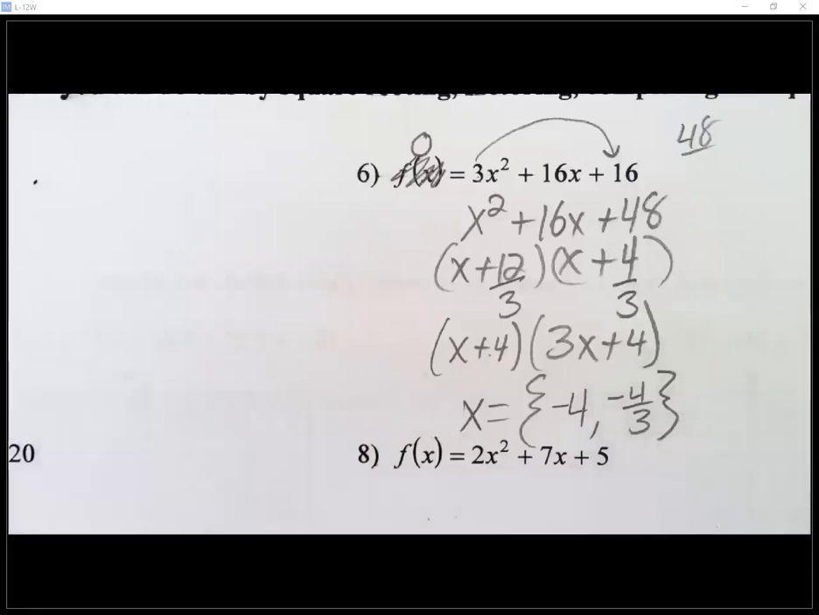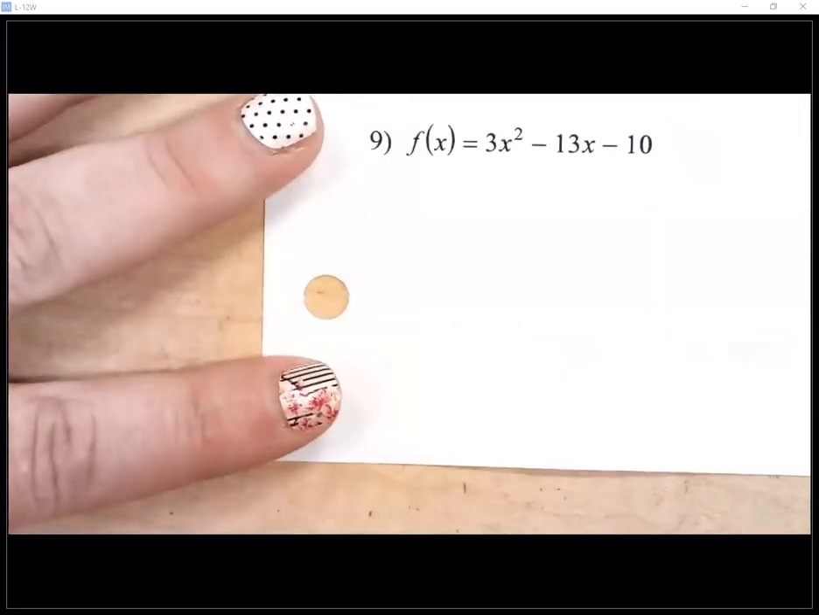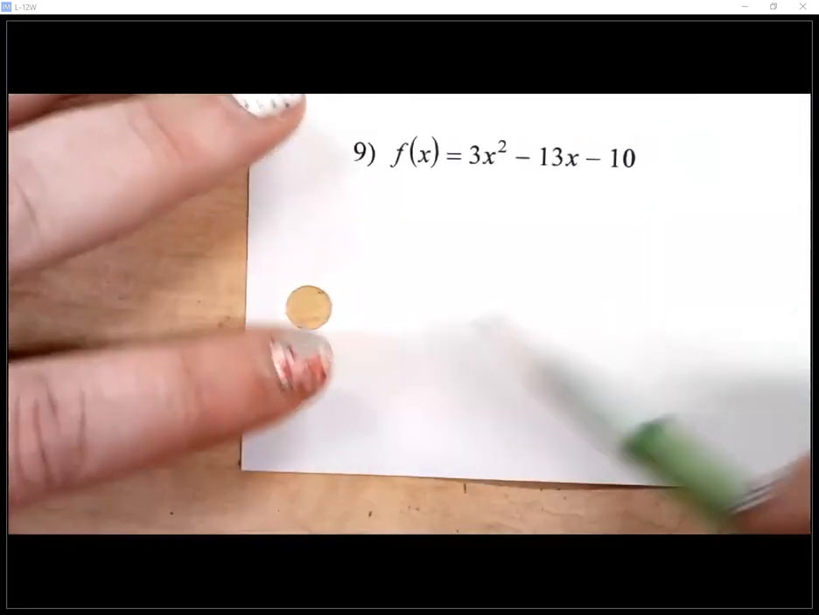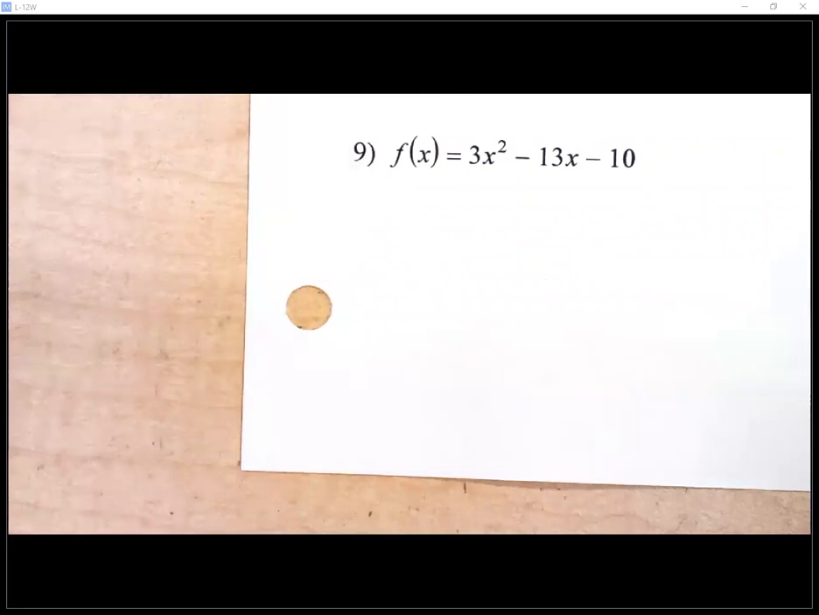Okay. Number 9 then. So this one, just to show a different method, I don't know if this one factors or not, but why don't I do the quadratic formula on this one? So can you write down the quadratic formula from your brain? Do you still know it? Yes. Write it, try it.